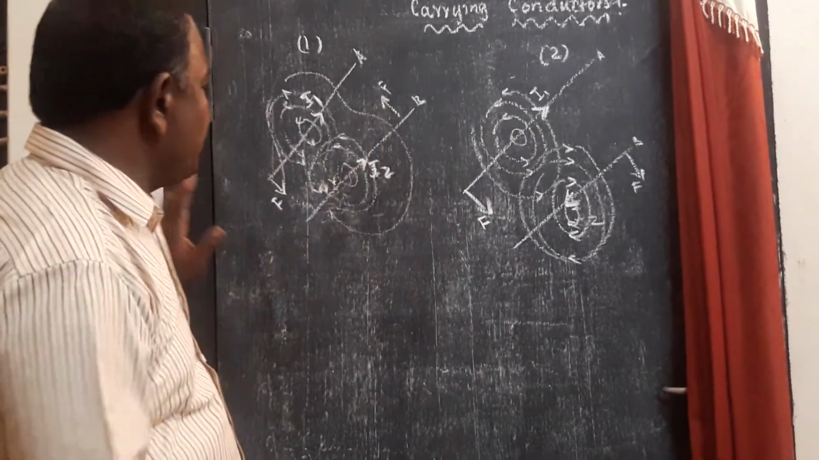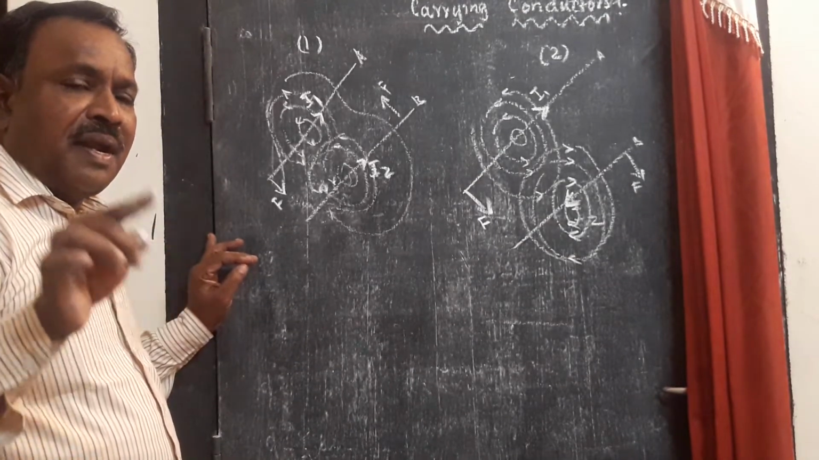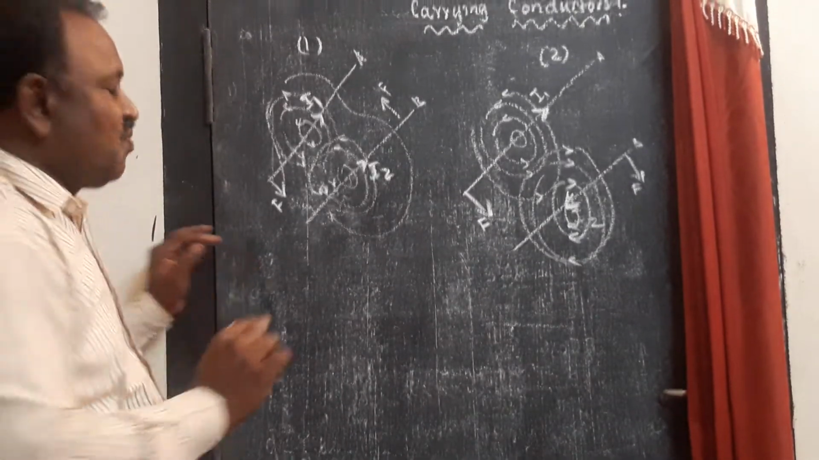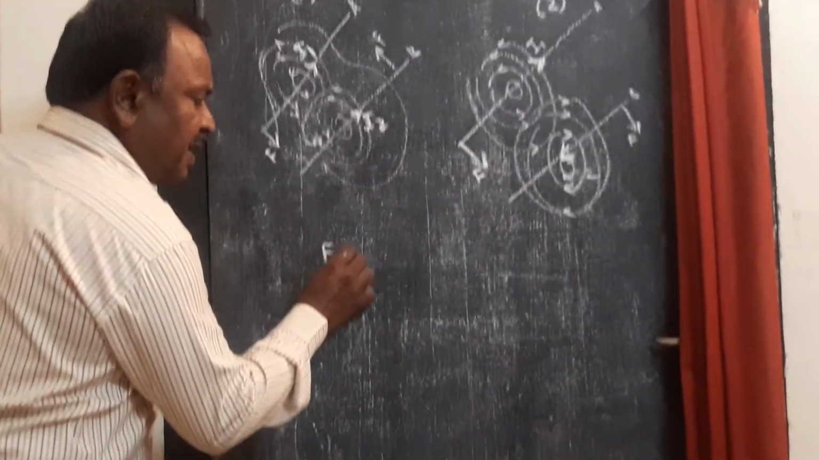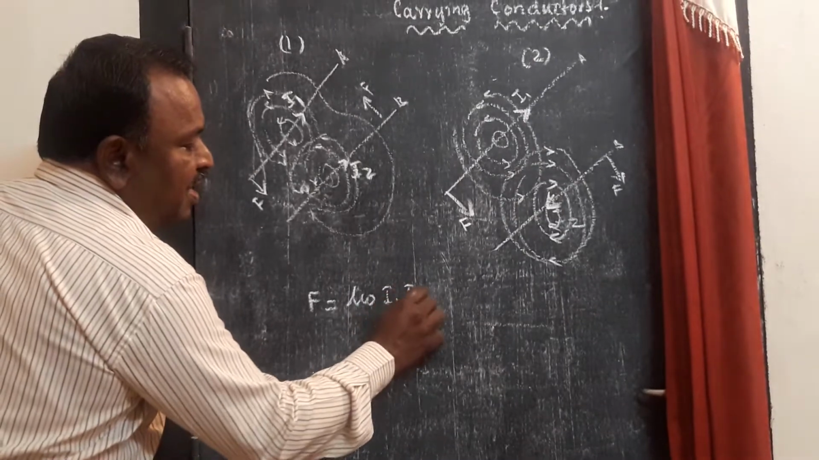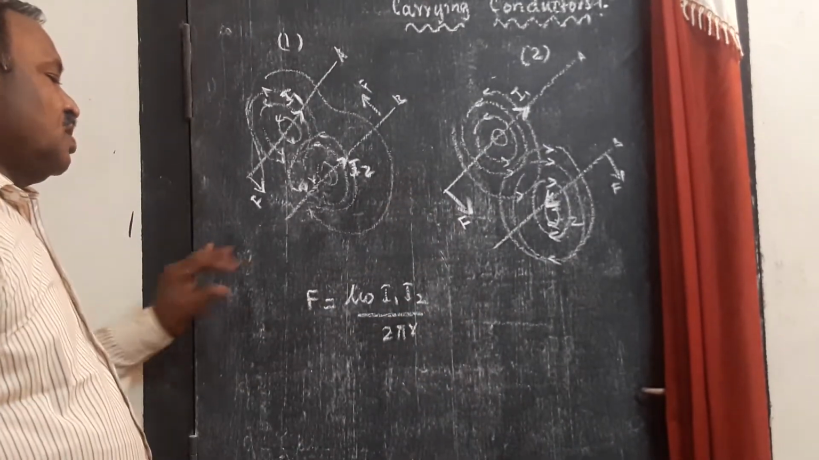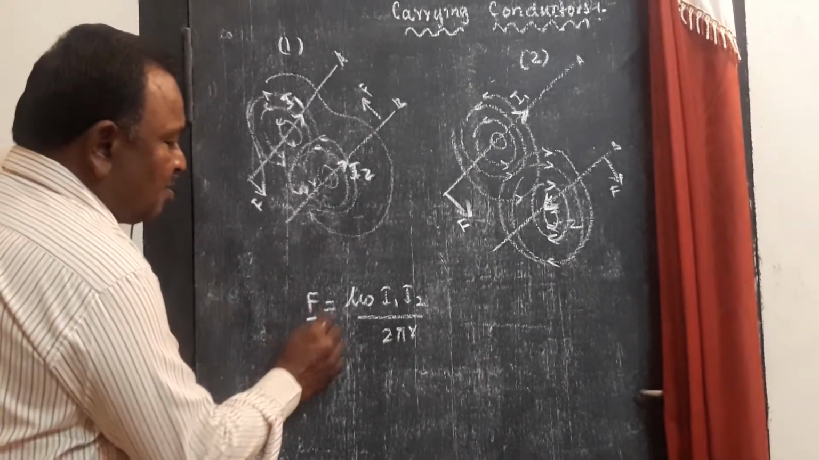From the force between two conductors, we can obtain the definition for the ampere. The force between two conductors is given by F is equal to mu naught into I1 I2 by 2 pi r. This is the force per unit length of the conductor.